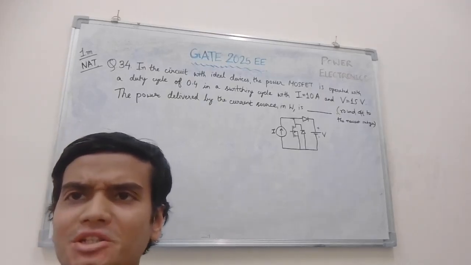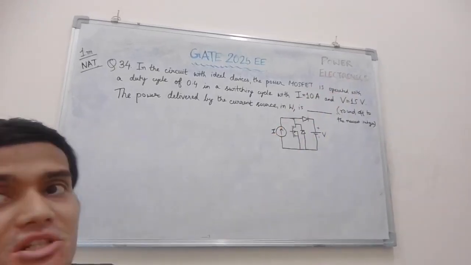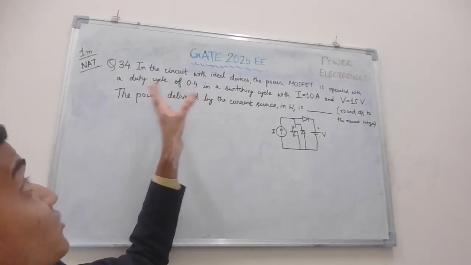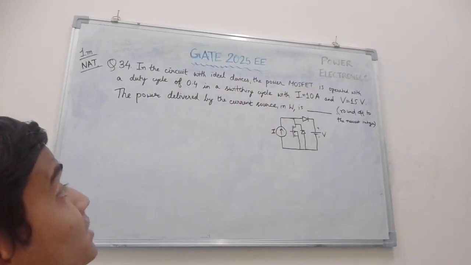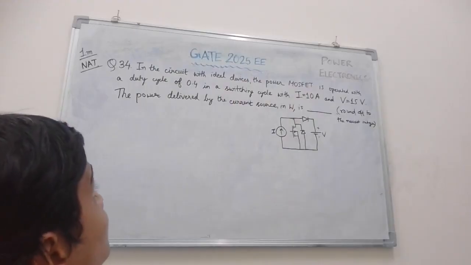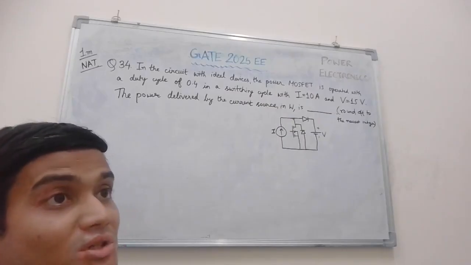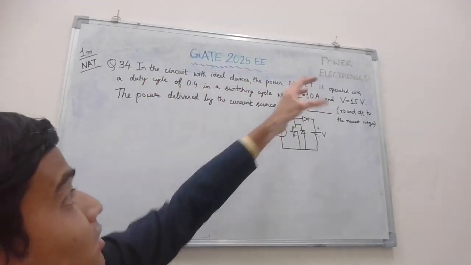Moving on to the next question in the series of GATE 2025 electrical engineering solutions from subject power electronics. Next question is also 1 mark, numerical answer type, NAT. Question number 34 in the master question paper GATE 2025 electrical engineering from subject power electronics is from basically power MOSFET and power semiconductor switches.